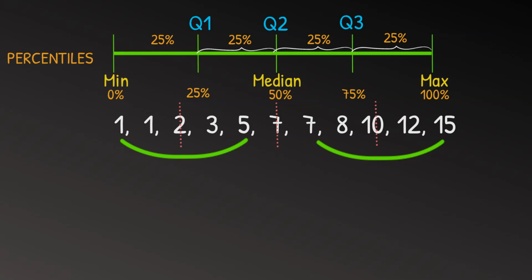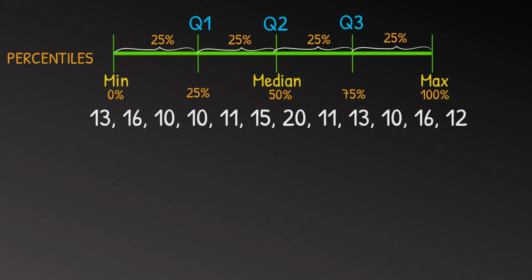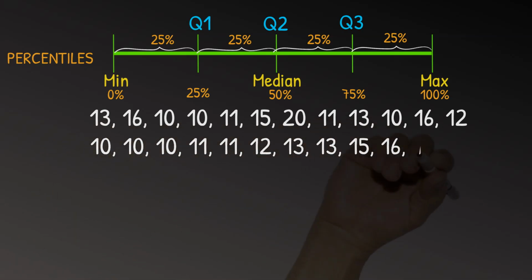Now this example has an odd number of values in its data set, but what happens if we have an even number of values? Well, here we have a data set with 12 values, an even number of values, but before we start working out the quartiles, there's something we have to do. Do you remember what that is? Well, hopefully you remembered from the last video that the first thing we do is to put the values in numerical order, like this.